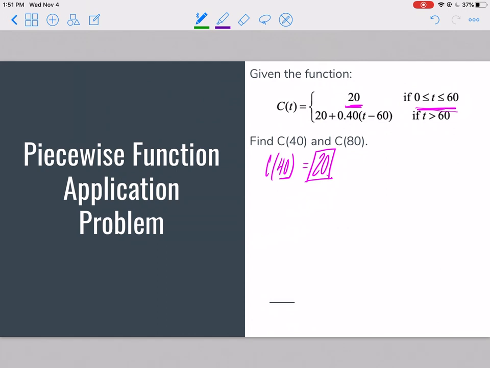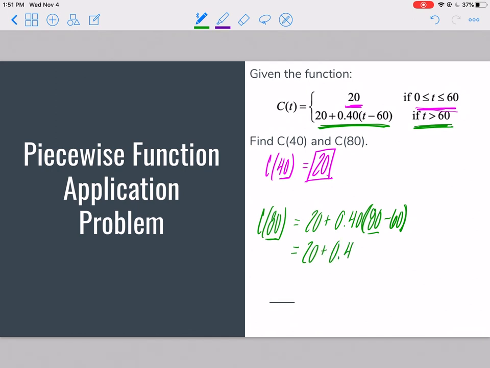And then c of 80, same thing, we evaluate where it is in the domain. Well, 80 is greater than 60, so we use this second equation. We'd plug in 20 plus 0.4 times, plug in the 80 for t, so 80 minus 60. Then I'd have to simplify what's inside the parentheses. So 80 minus 60 is 20. Then 0.4 times 20 is what I multiply next. Order of operations says I multiply first before addition. So 0.4 times 20 is 8, and then 20 plus 8 is 28.